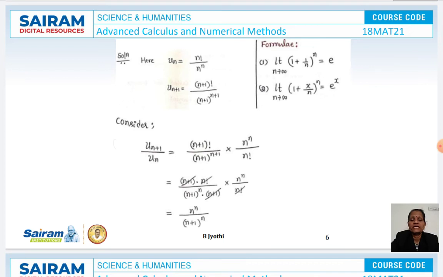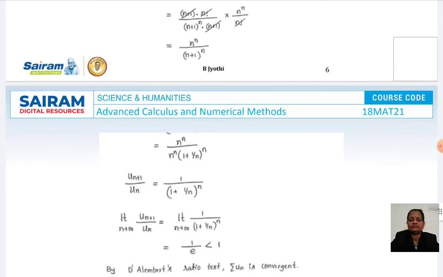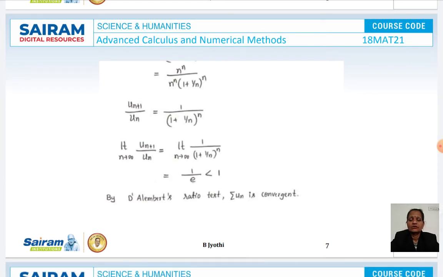Now, in order to test whether it is convergent or divergent, we have to take the limit as n tends to infinity. Before we take the limit, we can take n power n common from both numerator and denominator. When we take that common, we get un plus 1 divided by un as 1 divided by 1 plus 1 by n to the power of n.